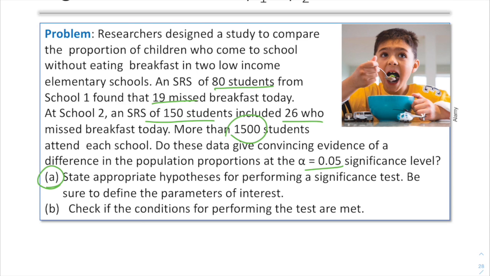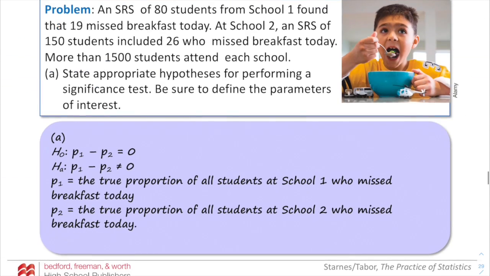So for part A, we're just stating our hypotheses. We have p1 minus p2 equal to 0 for the null, and the alternative is p1 minus p2 is not equal to 0. It did not state that one school had a larger proportion than the other of students not eating breakfast, just if there was a difference. And we defined p1 to be School 1 and p2 to be School 2.